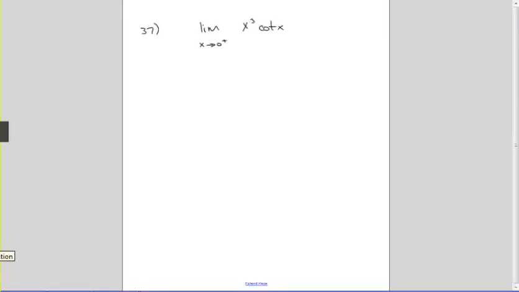Okay, problem 37 is our first example of where we don't have initially a quotient, but we can create a quotient. And when we have a quotient, then we can use L'Hopital's rule. So the first thing that we would do is rewrite this as x cubed, and we change cotangent into 1 over the tangent. So now we have x cubed over the tangent of x, so now we can apply L'Hopital's rule.